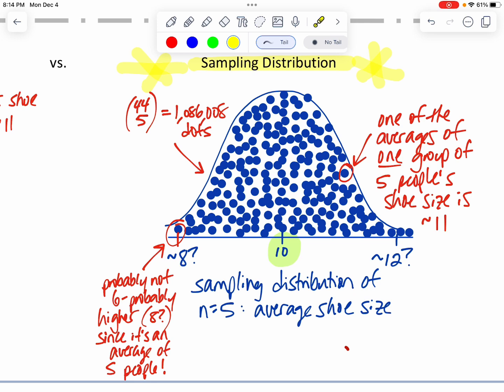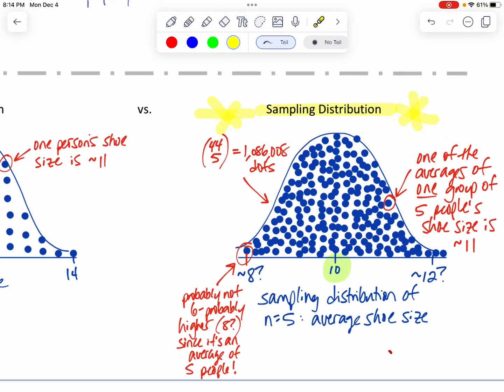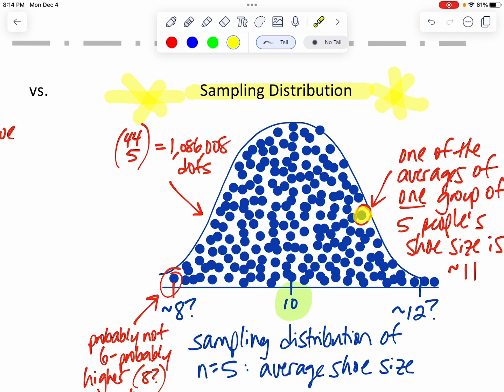So you've got 4 friends around you and you're like, bro, my shoe size is a 12. Oh, my shoe size is really small. I have a 7. Oh, I'm a 6.5. Oh, I'm a 9. And you guys are going to average your 5 shoe sizes together, and you're going to come put a dot on the board for your average. So one of these dots right here represents one group's average shoe size. Let me go back. This is one person's shoe size. This dot right here is an average of a group of 5 students.